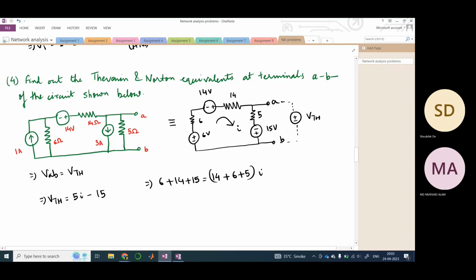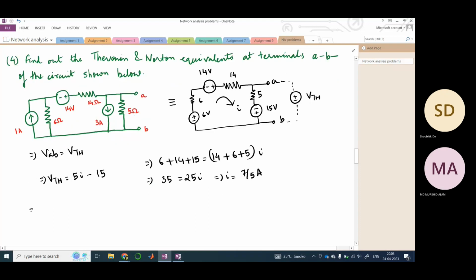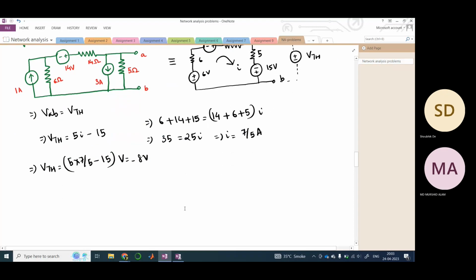So having done that, now this is pretty simple. So this would be I, right? So this would be how much? See, this would be 1, right? Because 20 plus 35, and this would, no, sorry, not 1. So this would be 25, right? So I would be 7 by 5. Right, so now just simply substitute here. So VTH would be 5 into 7 by 5 minus 15 volts. Right, so this would be minus. VTH is minus 8 volts.